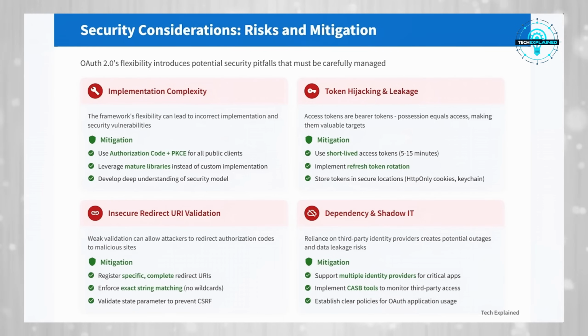To mitigate these risks, consider supporting multiple identity providers or a direct credential-based login as a fallback for mission-critical applications. For enterprises, it's essential to use cloud access security broker tools or similar platforms to monitor, audit, and control which third-party OAuth applications employees are permitted to authorize. Understanding these risks and implementing appropriate mitigations is crucial for maintaining the security benefits that OAuth 2.0 promises. Now, let's see how OAuth 2.0 fits into the broader identity and access management landscape.